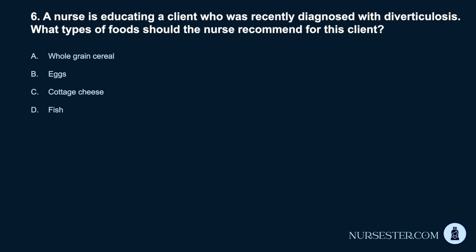6. A nurse is educating a client who was recently diagnosed with diverticulosis. What types of foods should the nurse recommend for this client? A. Whole grain cereal. B. Eggs. C. Cottage cheese. D. Fish. Correct answer: A. Whole grain cereal.